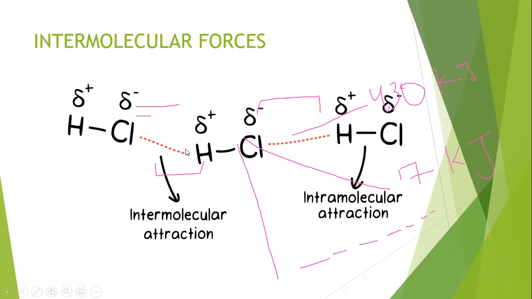Here you can see opposite charges of two different molecules are attracted towards each other, and the intermolecular forces are represented as a dotted line, and the intramolecular forces like this covalent bond are represented as a straight line. You need a small amount of energy to break this intermolecular force, and you need a high amount of energy to break this intramolecular force, that is the covalent bond.